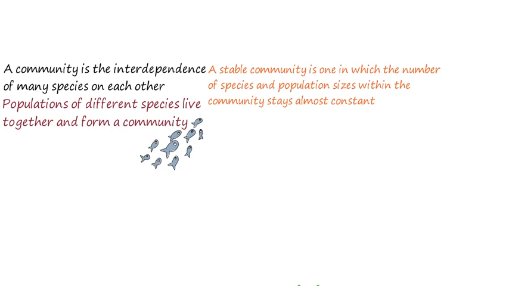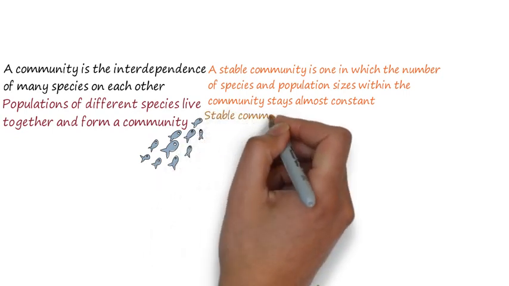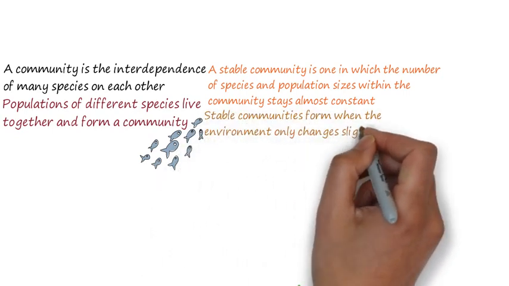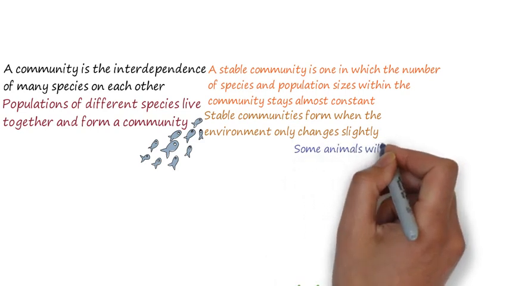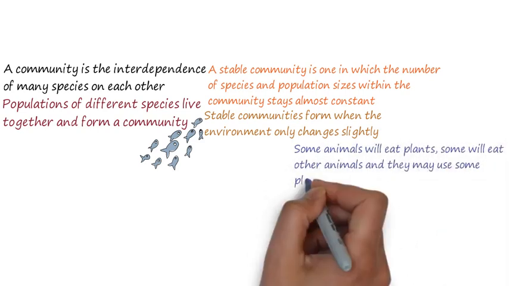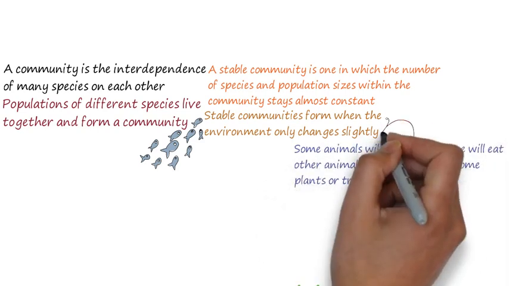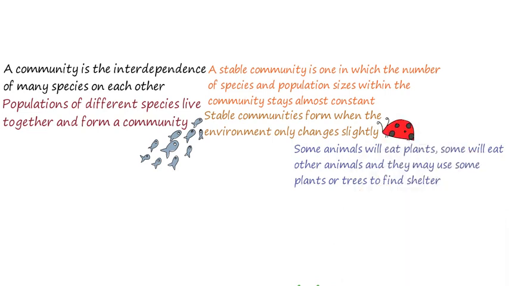A stable community is one in which the number of species within the community stays relatively constant, but also the population sizes too. Stable communities form when the environment they are in only changes slightly. In a community, we say that organisms are interdependent. This is true as some animals will eat plants while others will eat other animals.